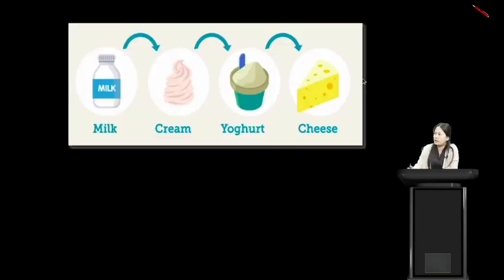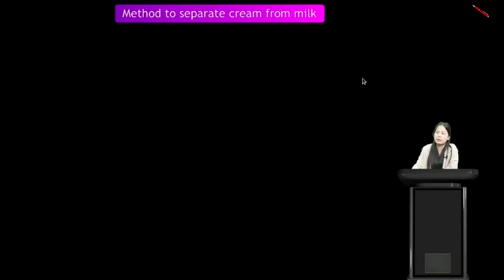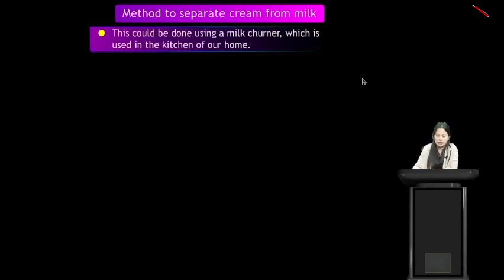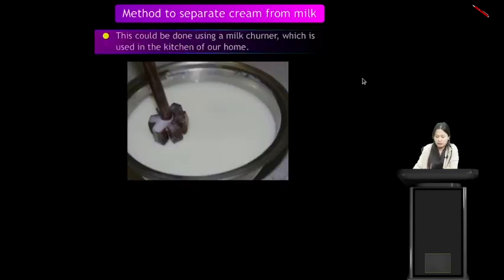Here we have milk, cream, yogurt and cheese again. Now the method to separate cream from milk. How do we separate cream from milk? Let us see. This could be done using a milk churner, which is used in the kitchen of our home. So this is the milk churner. Using this we can separate the cream from milk at home.